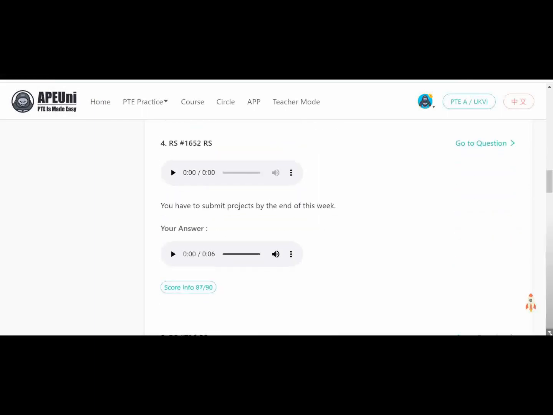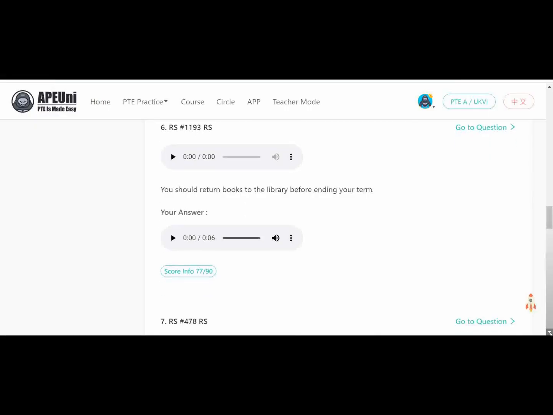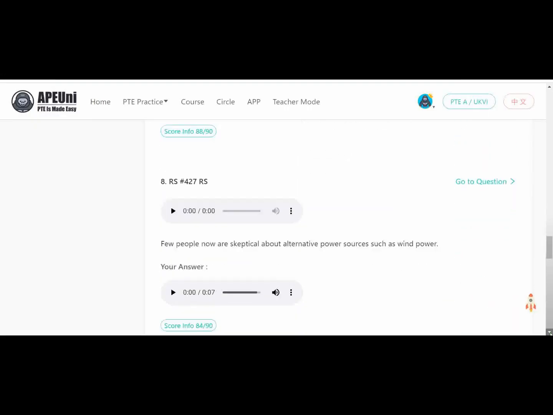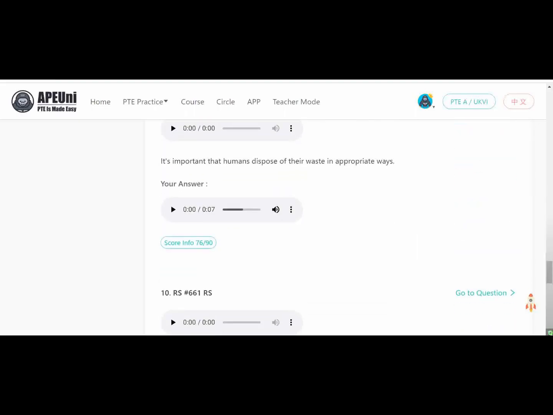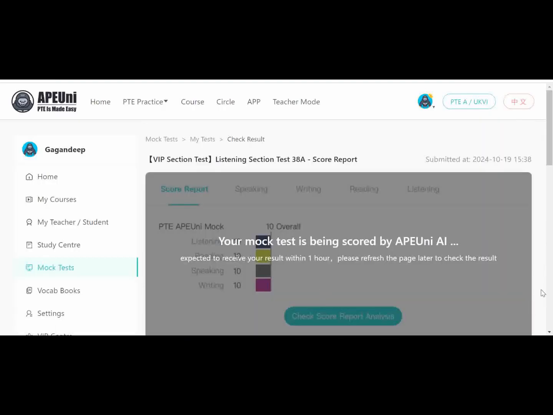So next is, this is the score of the repeat sentence. So this is little bit lengthy, and this is 7 number question, and this is again next question. So this is the score of the repeat sentence. You can check it.